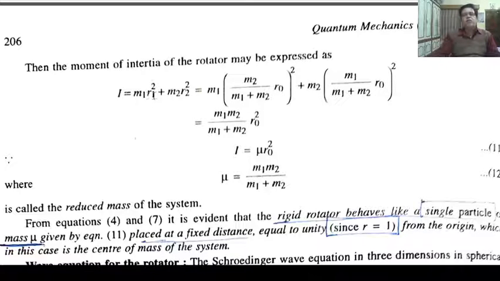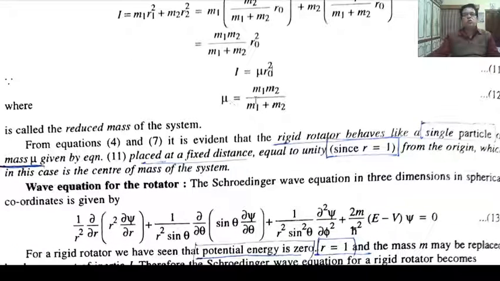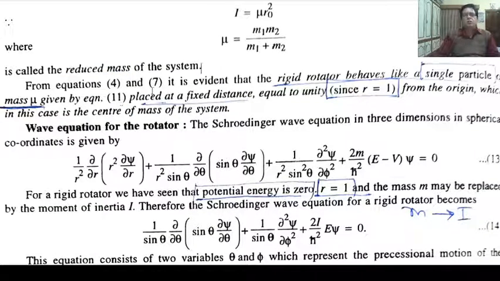So moment of inertia is m1 r1 square plus m2 r2 square. Moment of inertia of the rotator I equal to m1 m2 upon (m1 plus m2) r0 whole square plus m2 m1 upon (m1 plus m2) r0 whole square, equal to m1 m2 upon (m1 plus m2) r0 square. So I equal to mu r0 square, where mu equal to m1 m2 upon (m1 plus m2) is known as the reduced mass of the system. Mu is the reduced mass of the system.